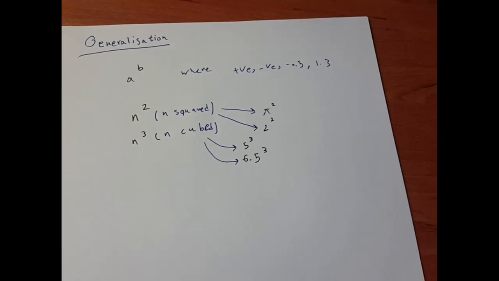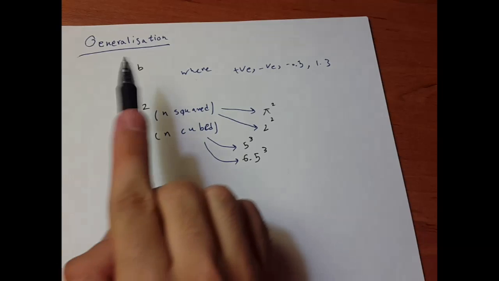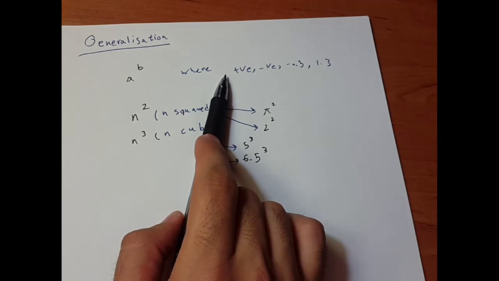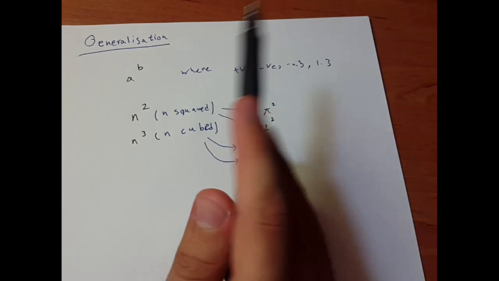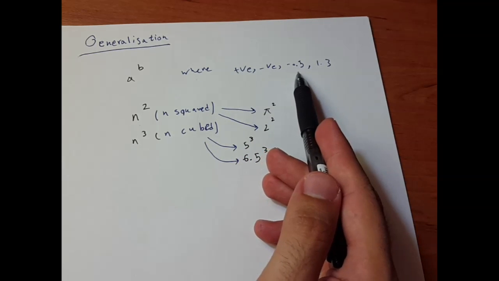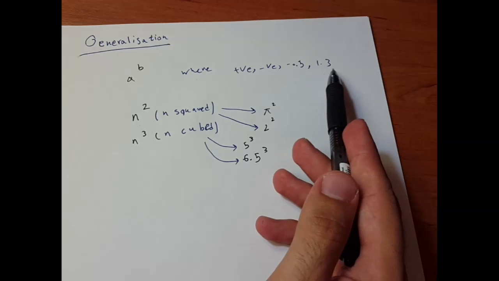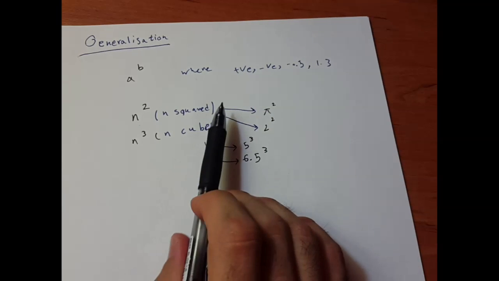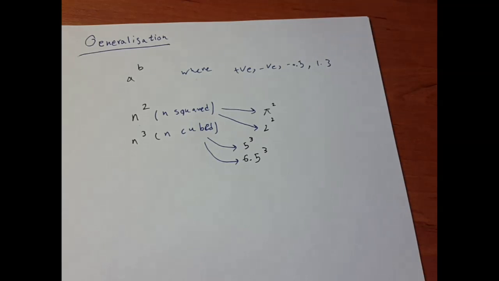So let's generalize what we have learned so far. In general, we can write any power like this: a to the power of b, where a and b can be any number that you can think of, like positive, negative, minus 0.5, 1.3, or whatever.